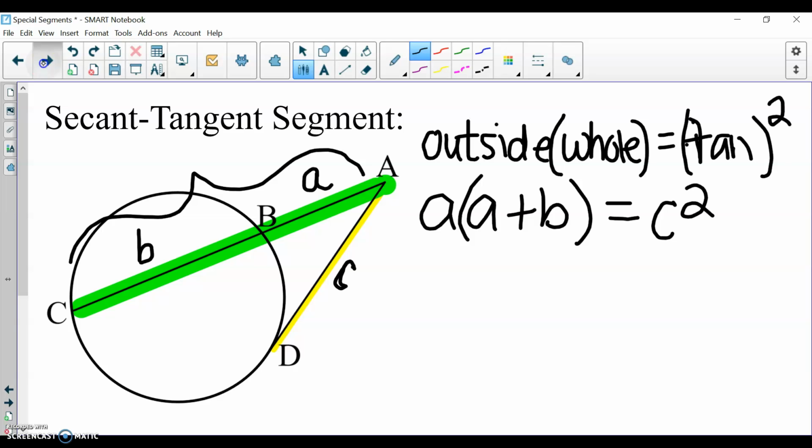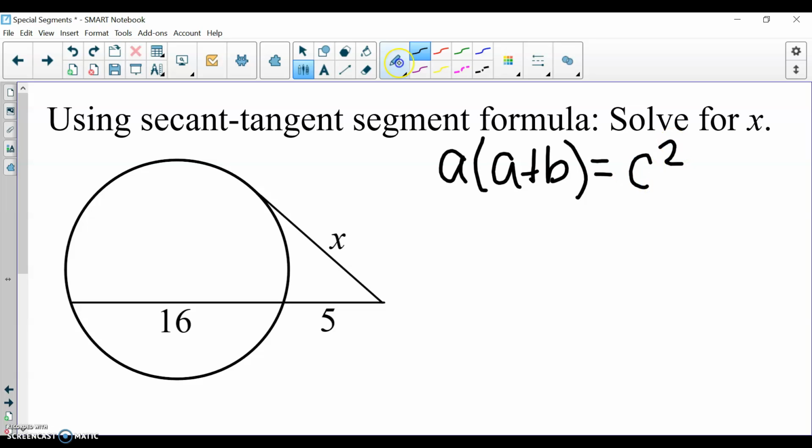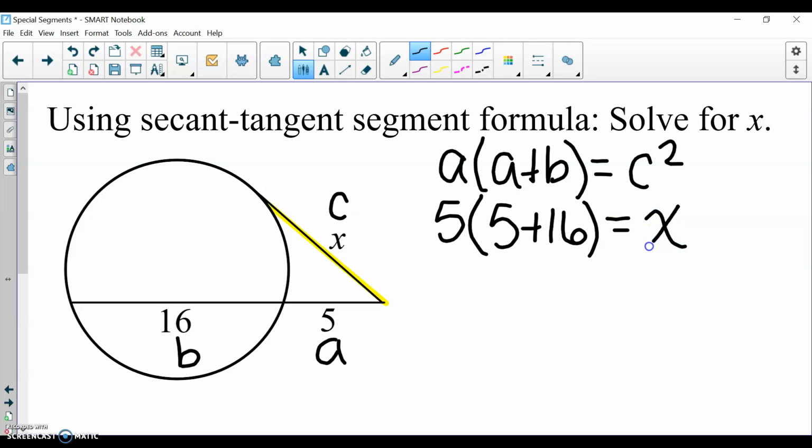Okay. A couple examples for you running through this. So you use the secant tangent formula, solve for x. So a times a plus b equals c squared. Again, c is always your tangent segment. So in this diagram, our tangent segment is going to be the x value, so that's the c. So on the secant segment, outside is a, inside is b, and then we can substitute. So let's have 5 times 5 plus 16 equals x squared when we substitute that in.